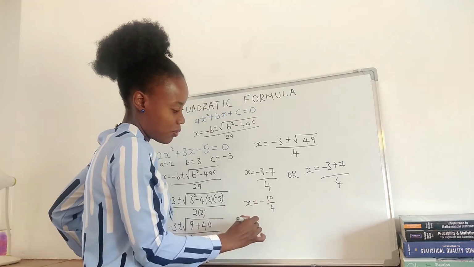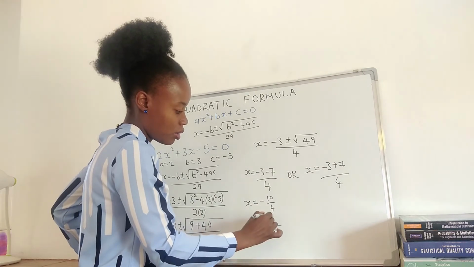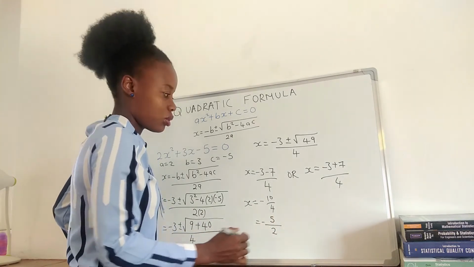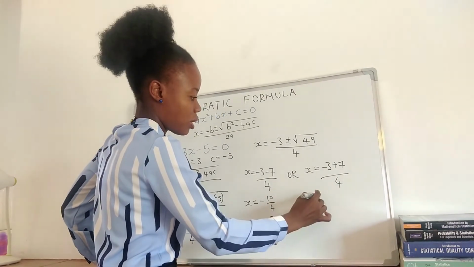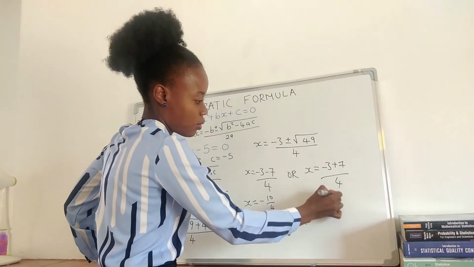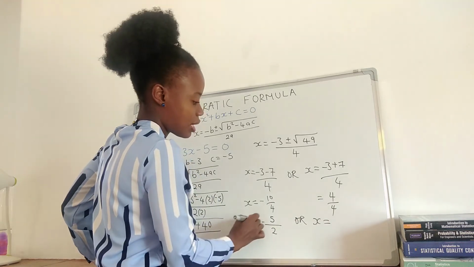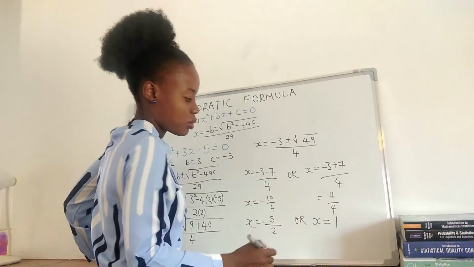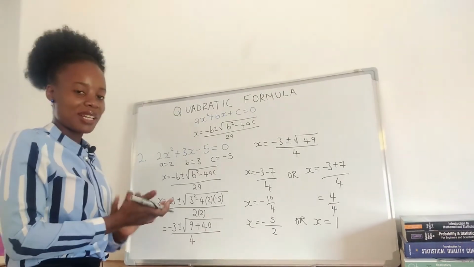And when you simplify this, we're going to have 5 over 2. On this side, we're going to have negative 3 plus 7 is 4. So we have 4 over 4, and 4 over 4 means that our x is equal to 1. Okay, now let's get to number 3.